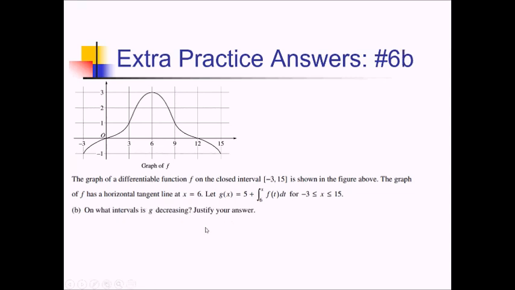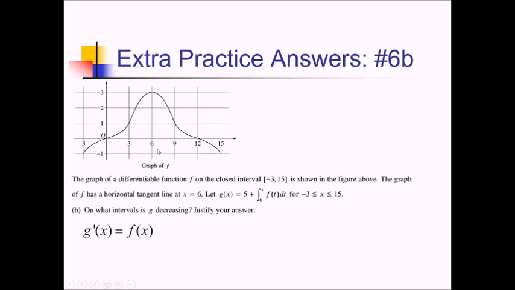For this part of the problem, they want to know on what intervals is g decreasing with justification. So to figure this out, we'd like to know where g prime is negative. Well, the key on this is recognizing that g prime of x is really, using our fundamental theorem here, just f of x, as we did in part A. Again, this 5 is a constant and gets zeroed out, and with the fundamental theorem, you're just plugging this upper limit into the dummy variable. So since g prime is really just f, and we're looking to see where g prime is negative, we're looking to see where f is negative.